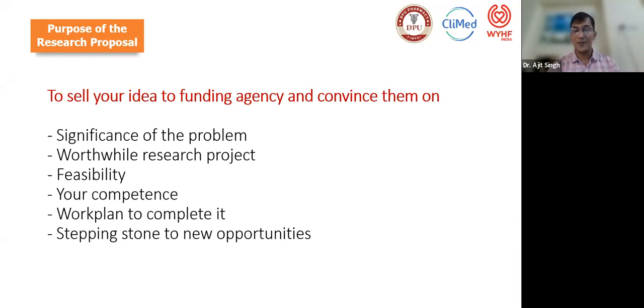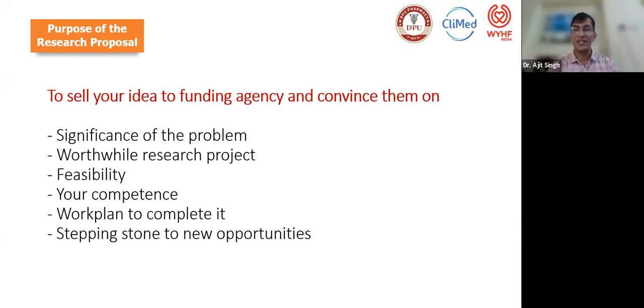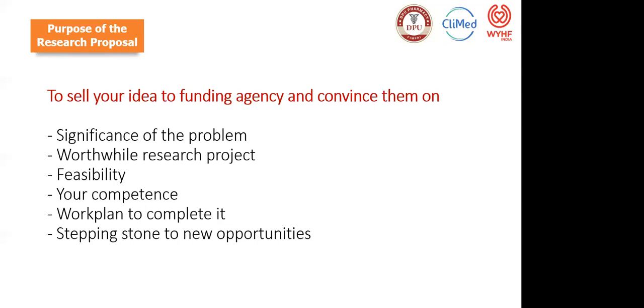As Dr. Sawan Chitlange was mentioning about the social problems, the problems from society, which will benefit the society. So you have to mention that, you have to convince the funding agency on the significance of the problem. How significant is the problem for the society? How is it impacting the society? What will we get after this research? You have to convince them on that.